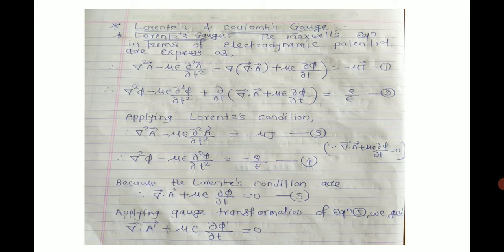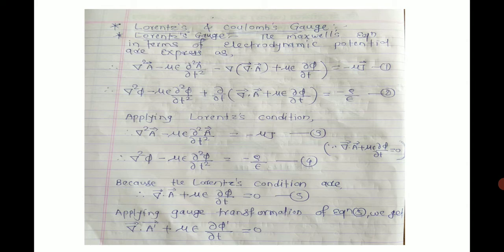The first equation is del square A minus mu epsilon dabba square A by dabba t square minus del of (del dot A plus mu epsilon dabba phi by dabba t) is equal to minus mu j. That is equation number 1. And the second one is del square phi minus mu epsilon dabba square phi by dabba t square plus dabba by dabba t of (del dot A plus mu epsilon dabba phi by dabba t) is equal to minus rho divided by epsilon. These are the Maxwell equations in terms of the two electrodynamic potentials A and phi.